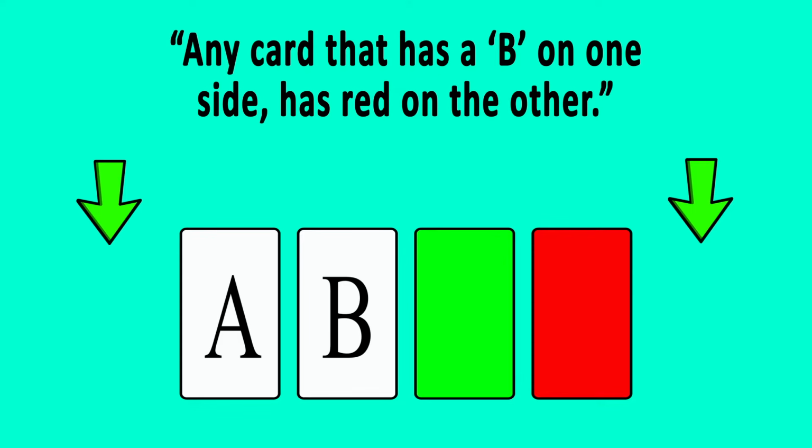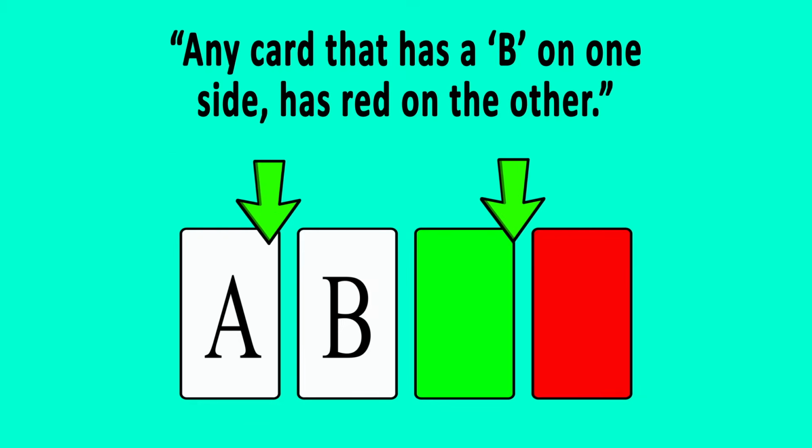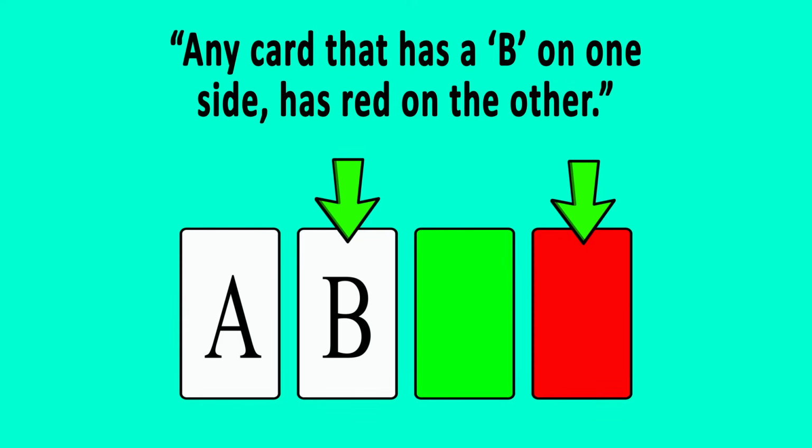Now, the answer that many people come to, especially without much time to think about it, is that flipping the B card and the red card is the best way to test my rule. But this isn't the case. The best method is actually to flip the B card and the green card. Flipping the red card tells you absolutely nothing at all about my rule, while flipping the green card can tell you plenty. Now, why is that?